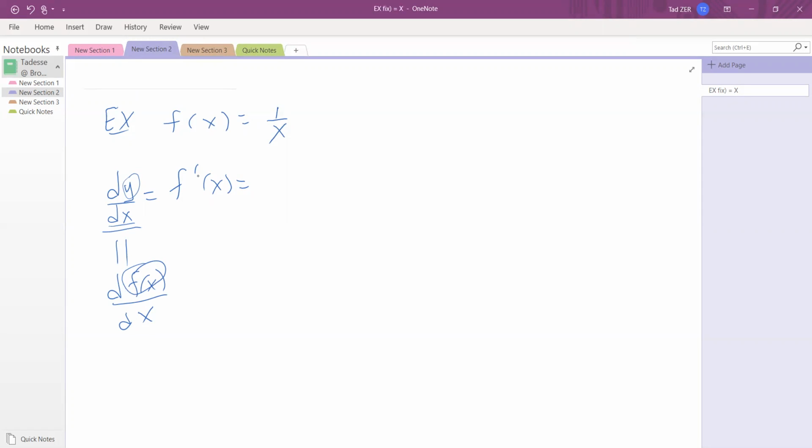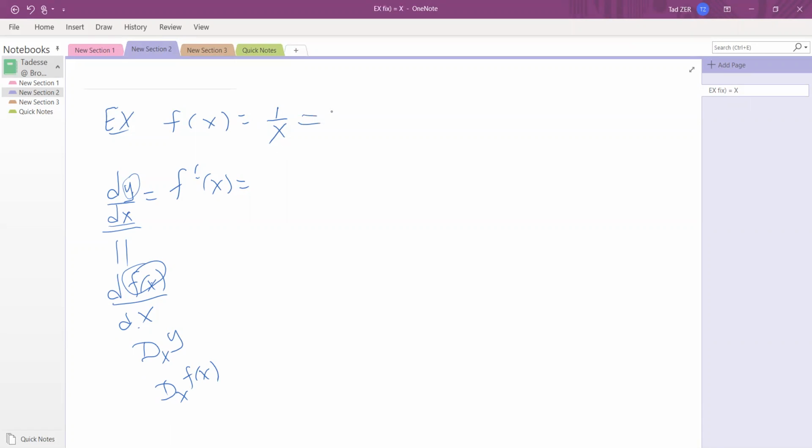So these are notations: the f prime notation, dy by dx, df of x by dx, or d sub x of y, d sub x of f of x. They all mean the same thing. Okay, so let's find the derivative of this.